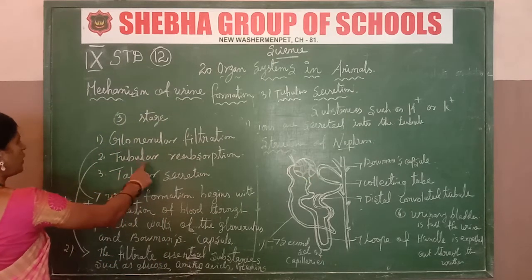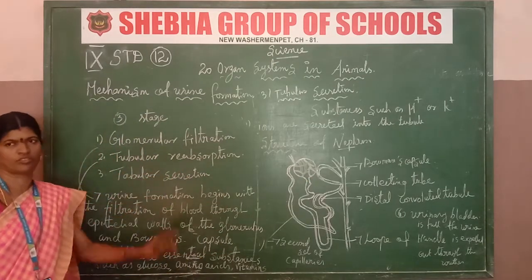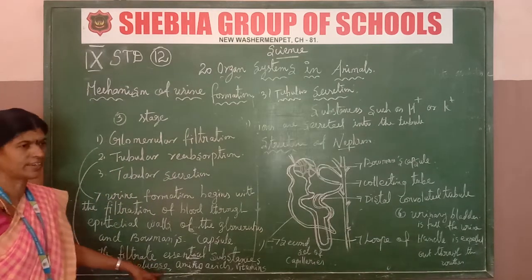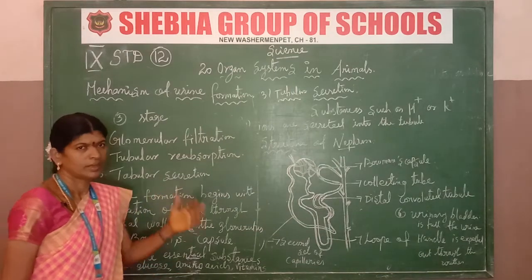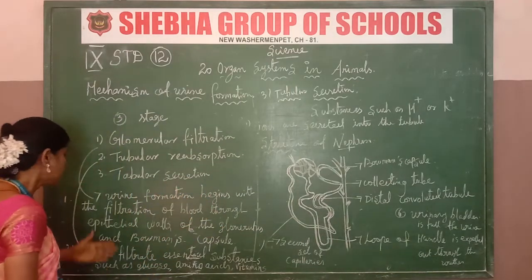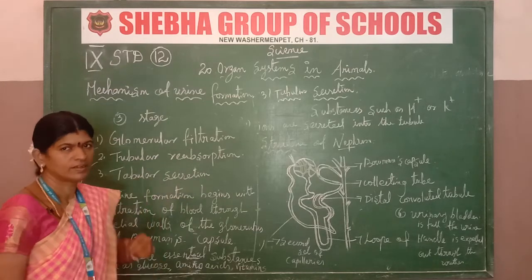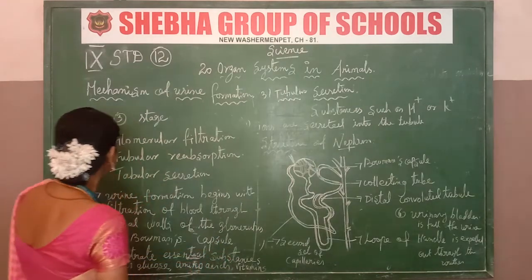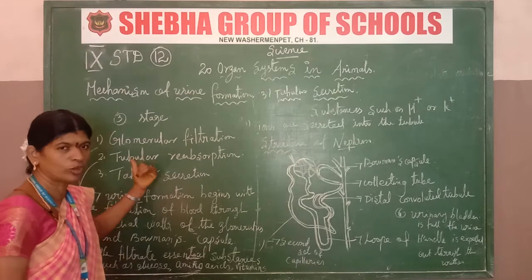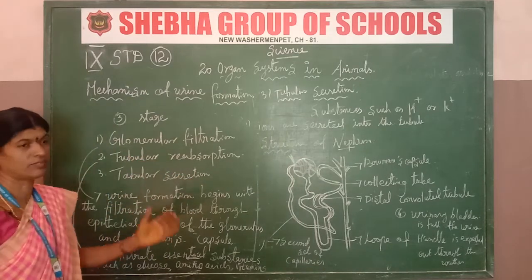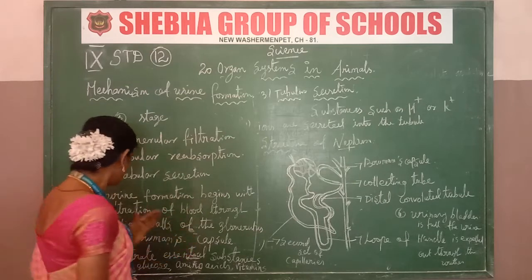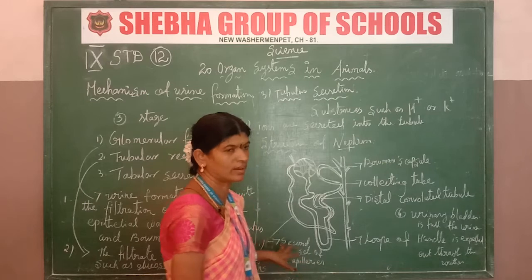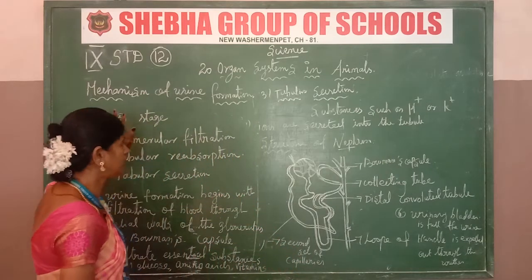Second, tubular reabsorption. What is tubular reabsorption? The essential substances in the filtrate, such as glucose, amino acids, and vitamins, are reabsorbed.